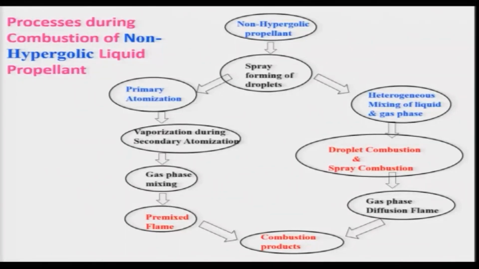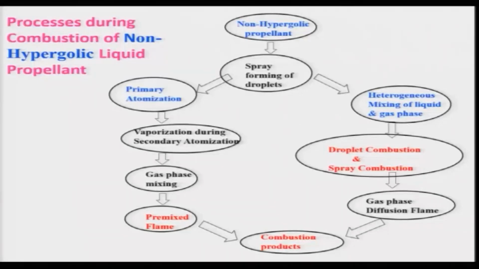When you talk about a non-hypergolic propellant, that means there is no liquid phase combustion. So, first it has to be converted into a spray forming liquid droplets, and this may be a primary atomization. That means the ligaments are separated from the bulk liquid, and then the ligament may lead to a droplet due to the surface tension forces. There might be atomization, and there will also be secondary atomization due to the flow of the gas, and they may be impinging into each other.